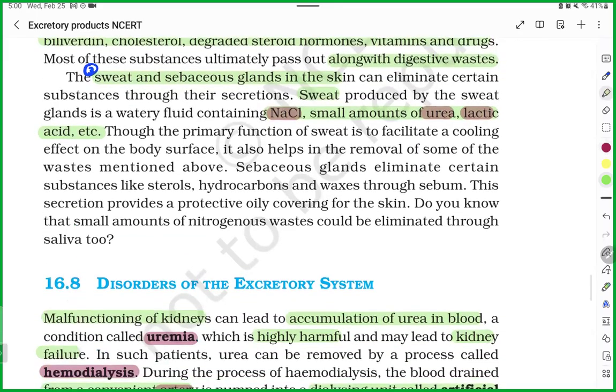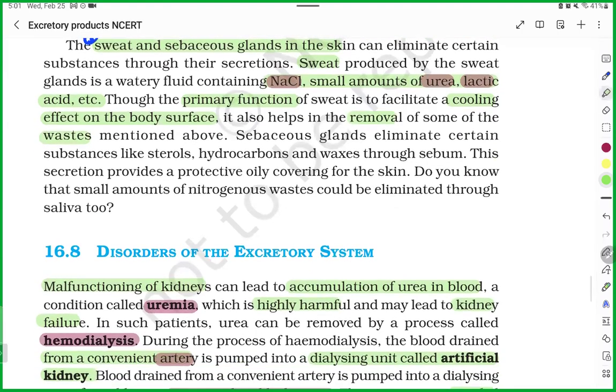And the primary function of sweat is cooling the body in the summer season. But what do we do? We use AC. We are not using the sweat gland properly, correct? And it also helps in the removal of waste. Excess NaCl, excess urea, excess lactic acid is removed. Good thing. Last, the sebaceous gland.